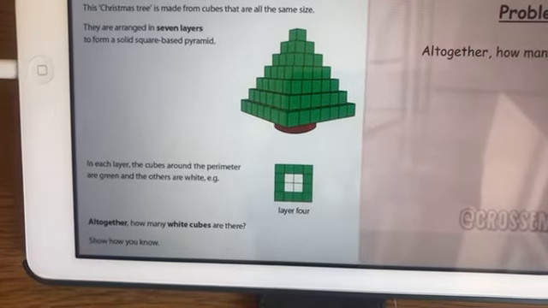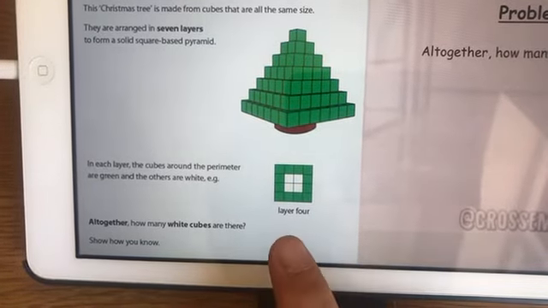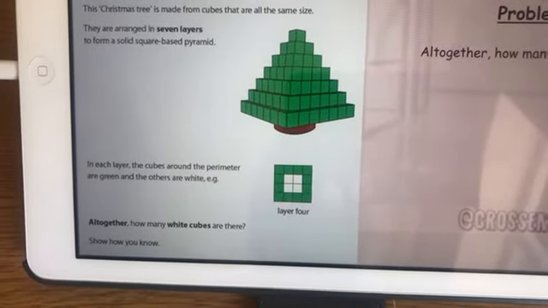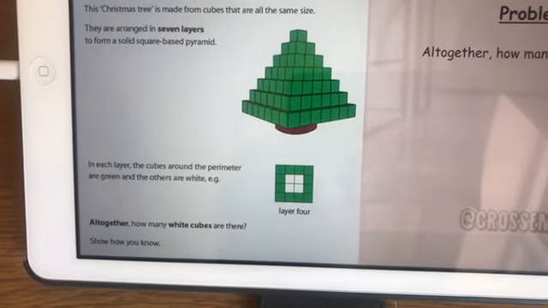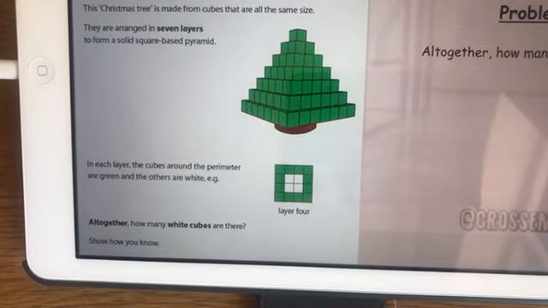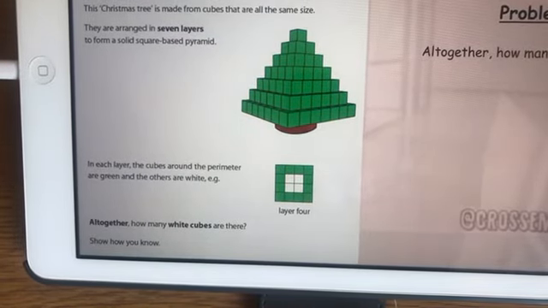Think of them like sugar cubes, arranged in 7 layers to form a solid square-based pyramid. In each layer, the cubes around the perimeter are green and the others are white. This is layer 4, okay? How many white cubes are there in the whole thing? Show how you know. Okay, you're going to work that out for me. I'll give you 2 to 3 minutes to work that out, and then I'll go through it.